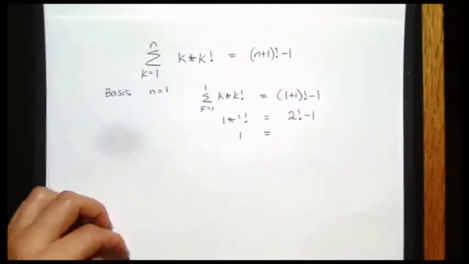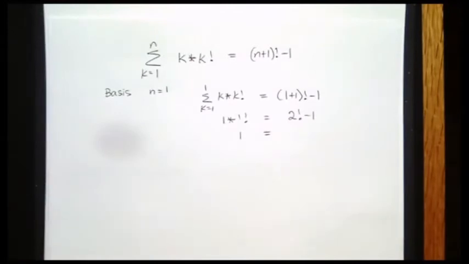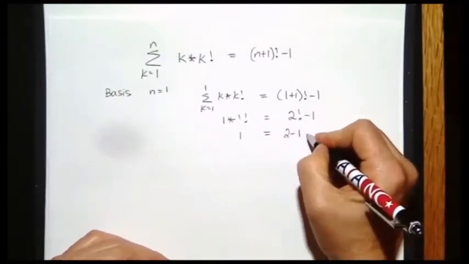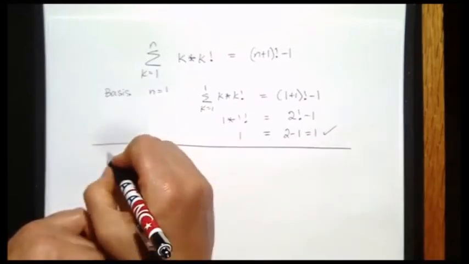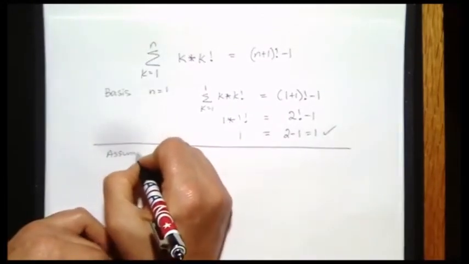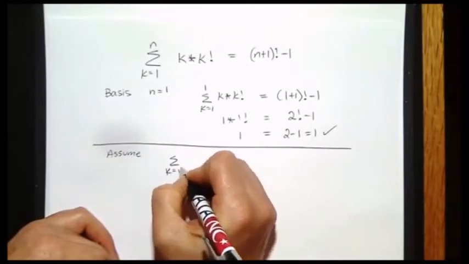2 factorial is equal to what? 2, because it's 2 times 1. So we get 2 minus 1, which is equal to 1, and that is equal. Then I write assume, and I copy over what I'm trying to prove.